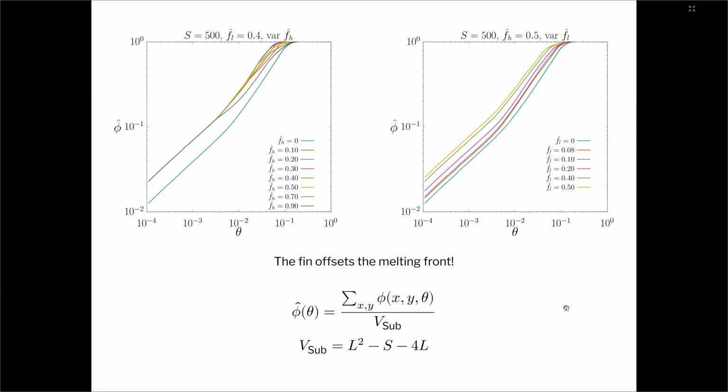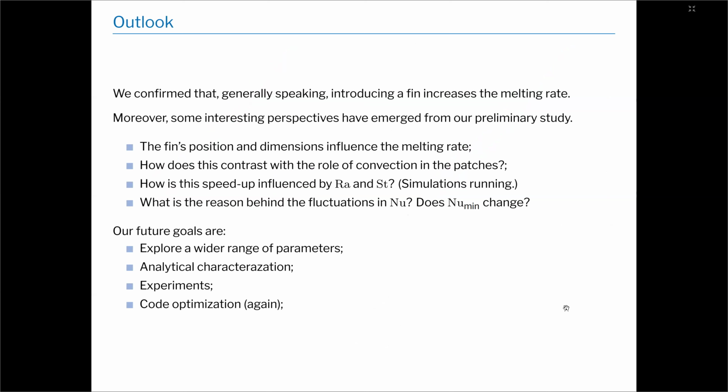So we studied the normalized liquid fraction, and we can see here again that lower fins that are longer are faster in melting the substance. Okay, so again, the goals are kind of the same for this study.